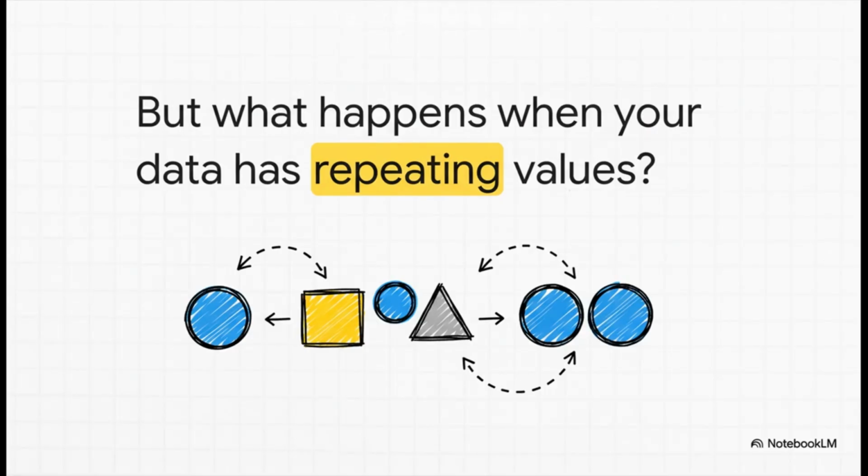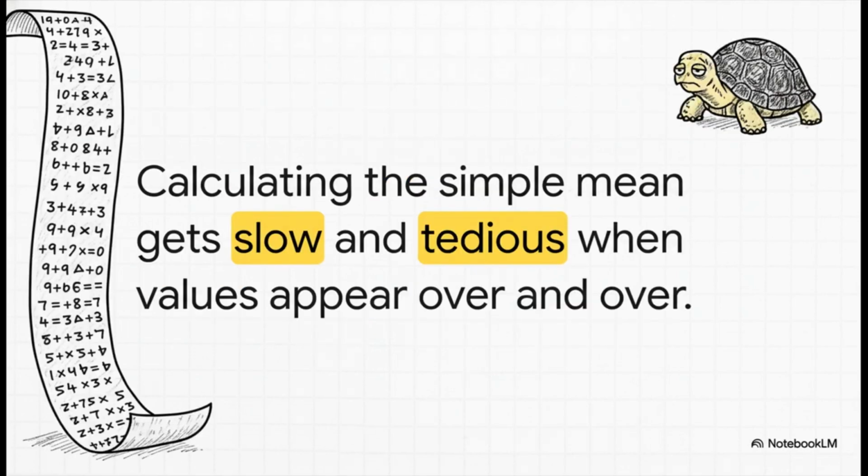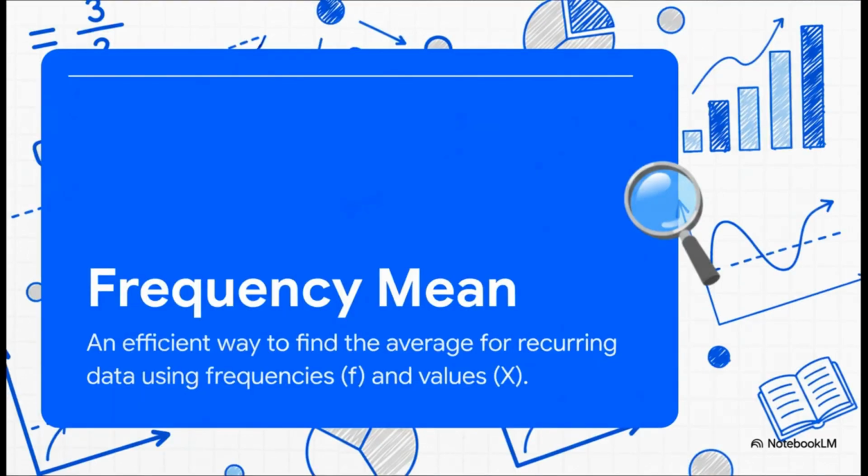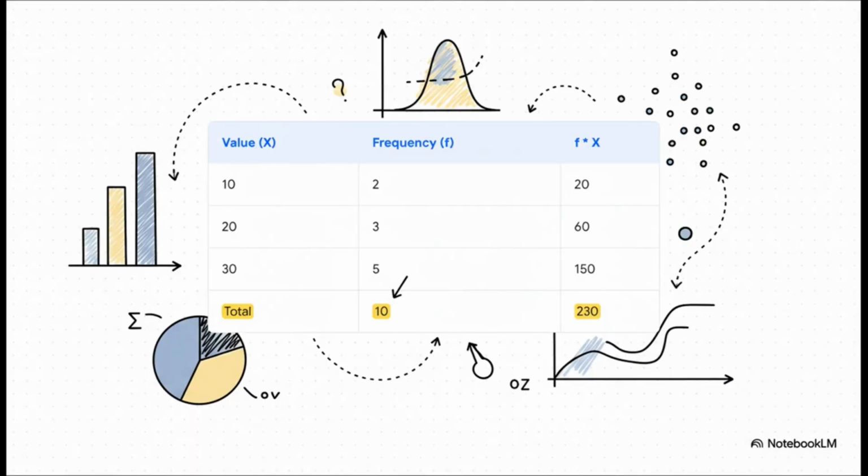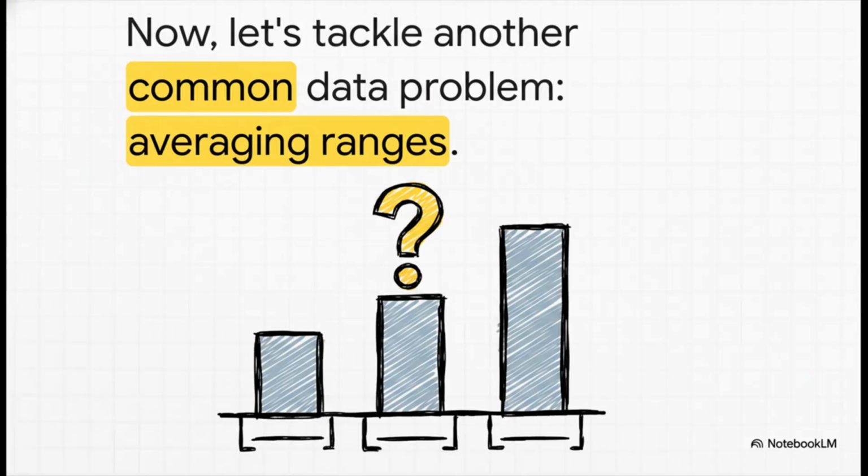Like really repetitive? Just adding everything up can be a real drag when the same numbers keep popping up. That's where the frequency mean comes in. It's a much smarter, faster way to handle this. You just multiply each value by how often it shows up, add those up, and divide. Done. All right, next up, what if you don't even have exact numbers, just ranges?